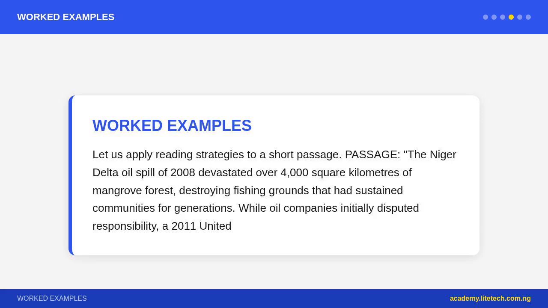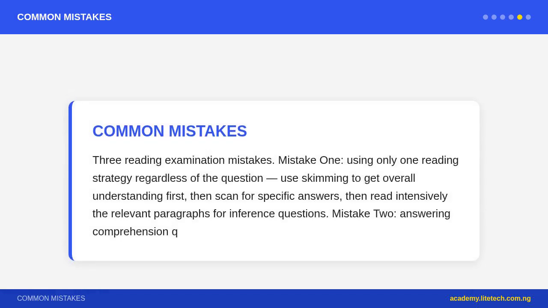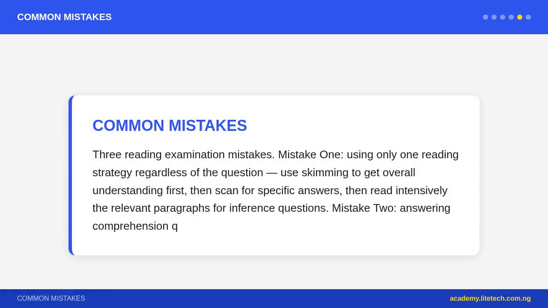Sequence or process: events or steps in order. Signal words: first, second, next, then, finally, subsequently. Description or definition: a person, place, or concept is described in detail. Argument or persuasion: a position is stated and supported with evidence.